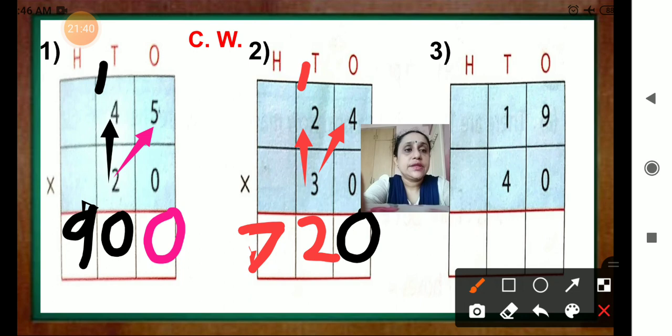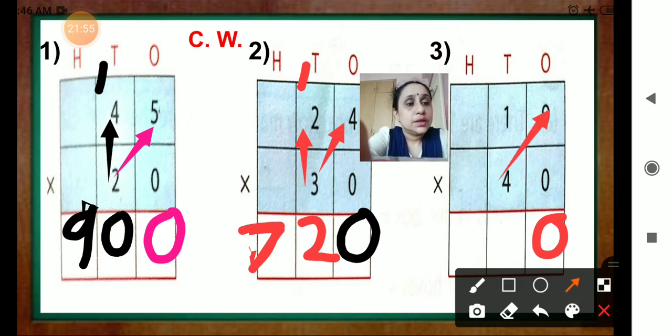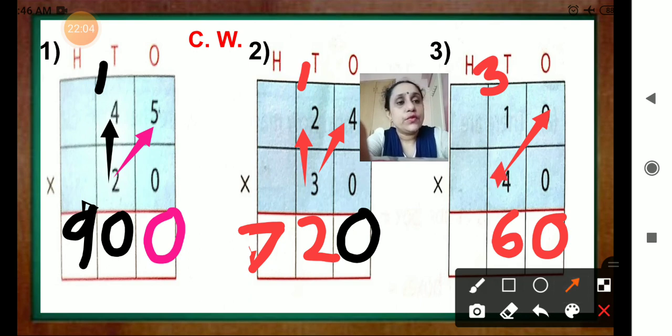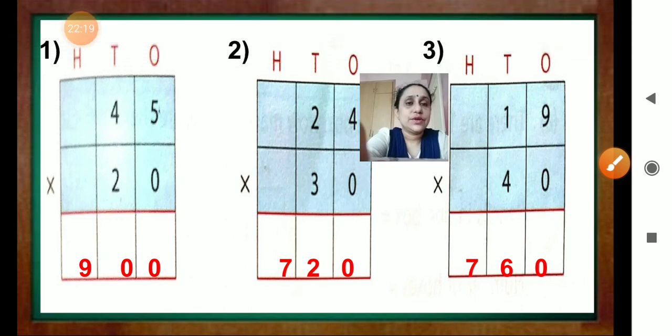Now question 3. 19 multiplied by 40. So here in the ones place write 0. Now what is the next step? 4 9s are 36. So write 6 here. 3 will be carried over. Now 4 1s are 4. 4 plus 3, 7. 760. Okay? Clear?